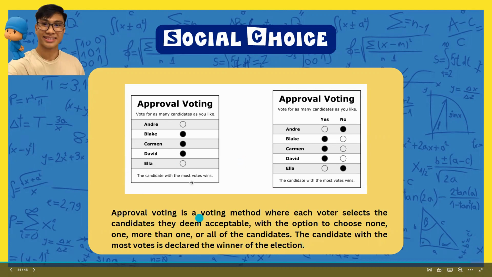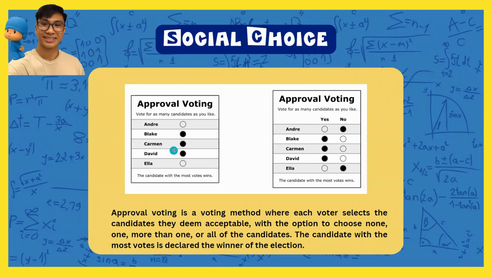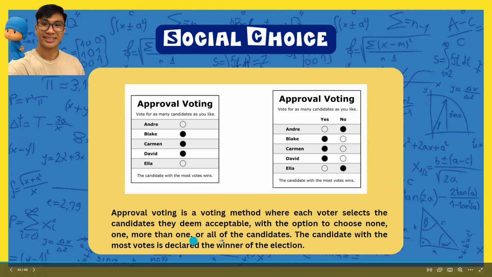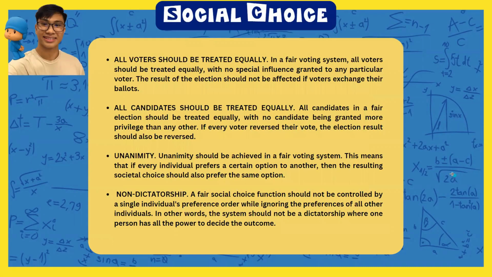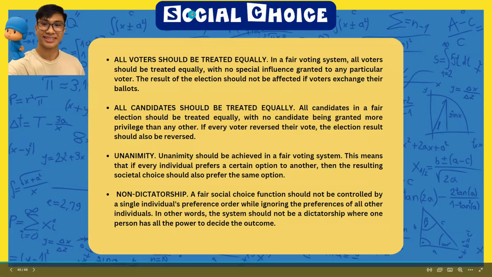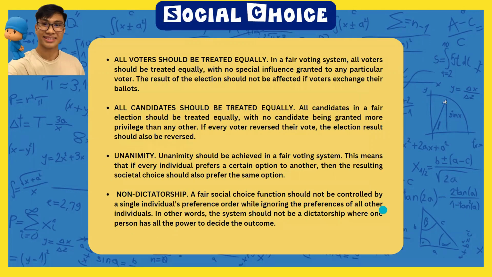So actually dito sa approval voting, walang ranking yan. Basta, depende sa voter kung gusto niya i-shade lahat, kung gusto niya mag-shade ng onti lang, or yun nga, one, none, more than one, or all of the candidates. So basta, kung sino yung pinakamaraming shade, pag kinuha lahat ng ballots, siya yung mananalo. So, ito yung mga other na criterion na hindi na-discuss in relation with the voting methods.